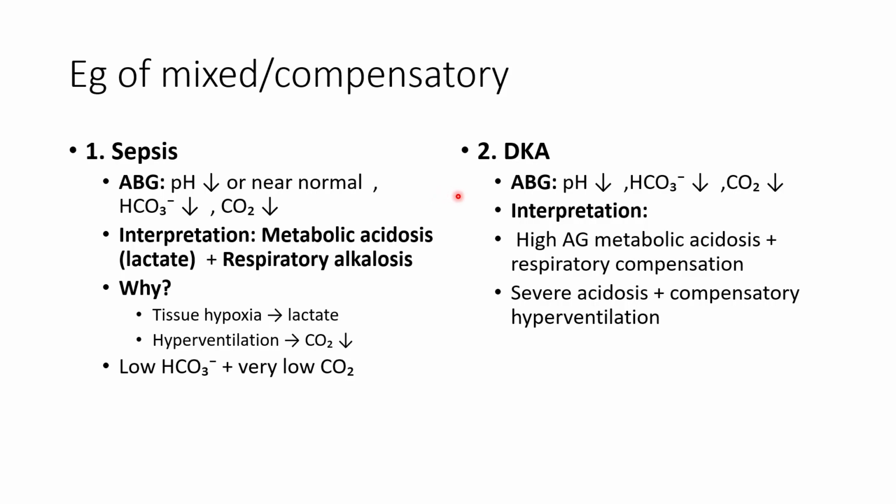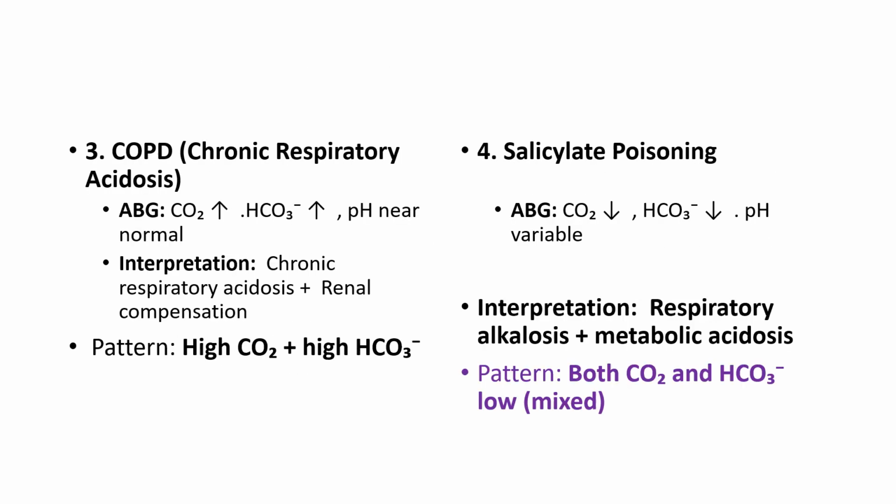Now in diabetic ketoacidosis, pH will be low because it is a metabolic issue. Bicarb will be low, and there will be a compensatory decrease in CO2, which is a mechanism to bring the pH back to a normal value. It is not a cure, but a temporary measure so that the enzymes and physiological processes in the body can go smoothly.